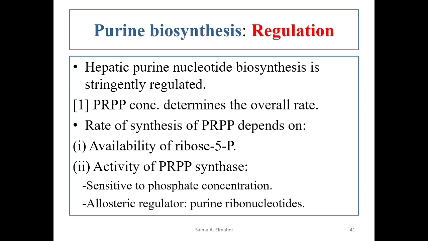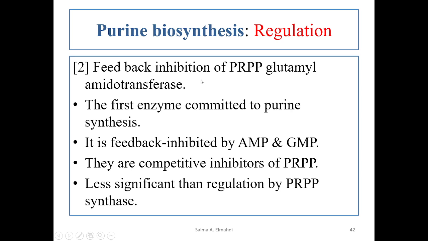Its concentration determines the overall rate of purine biosynthesis. The rate of synthesis of PRPP itself depends on the availability of ribose 5-phosphate, the substrate, and the activity of its synthesizing enzyme, PRPP synthase. This enzyme is sensitive to phosphate concentration and to allosteric regulators such as purine nucleotides. There is feedback inhibition of PRPP glutamyl amidotransferase, which represents the first committed enzyme in purine biosynthesis.